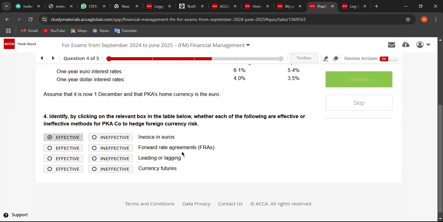Forward rate agreements. Guys, remember, forward rate agreements are not used for currency. Forwards are used. Forward rate agreements are used in interest rate questions. We are talking about currency, so that is ineffective. Leading or lagging? Yes. Leading means to pay early and lagging means to delay. So now let's discuss leading or lagging as well.